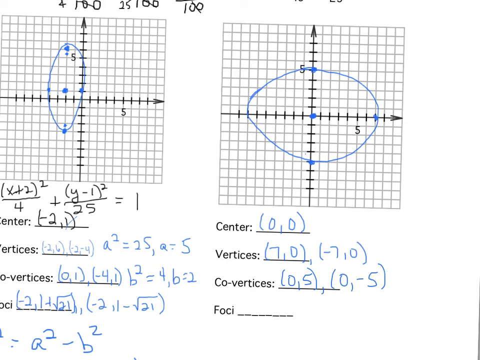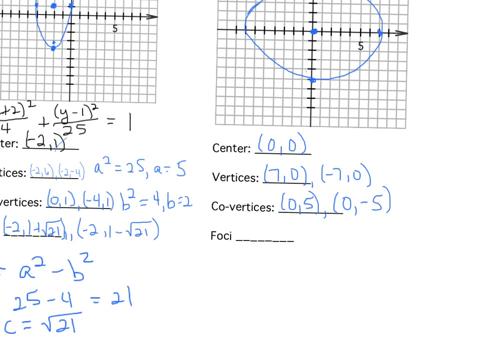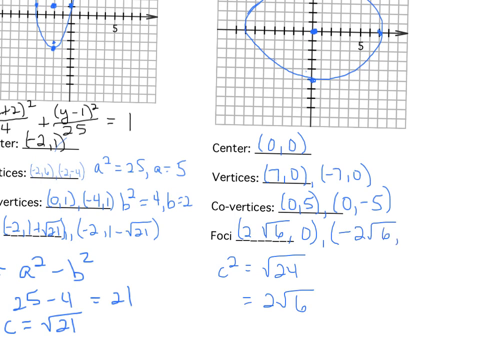Our foci then, you get c squared equals 24, so c is the square root of 24. We need to make sure we simplify that. So c is the square root of 24, which equals 2 square root of 6. So our foci are at 2 square root of 6, comma 0. Just 2 times square root of 6, comma 0. And then the other focus is at negative 2 square root of 6, comma 0.